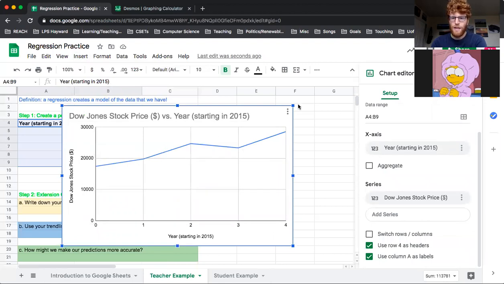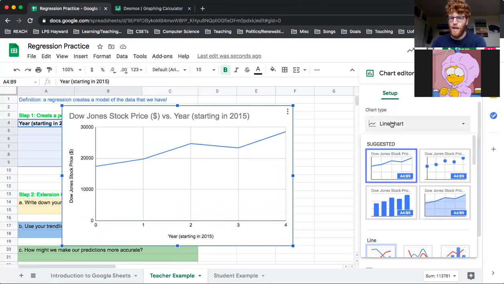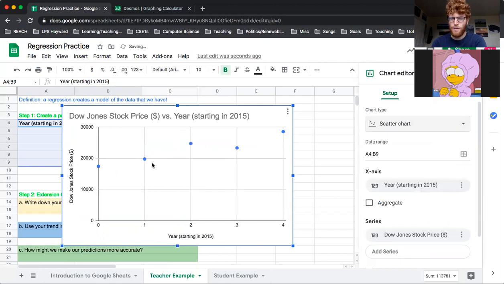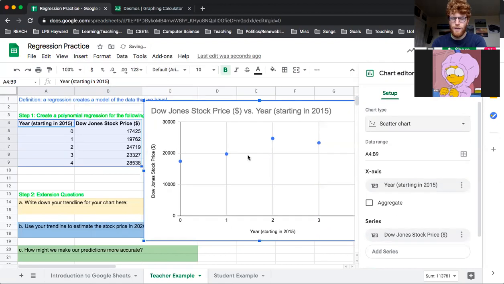It may start you over here, it may start you over here. Either way, you want to scroll up in this setup. For these purposes, I do not want a line chart. I want a scatter chart. So instead of line chart, click on this one. You'll see that it makes a bunch of dots. I can move this over for ease of reading. And I can see here that my data, 0, 1, 2, 3, 4, versus my y-axis has been graphed.